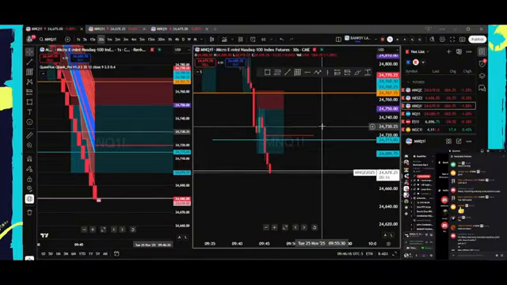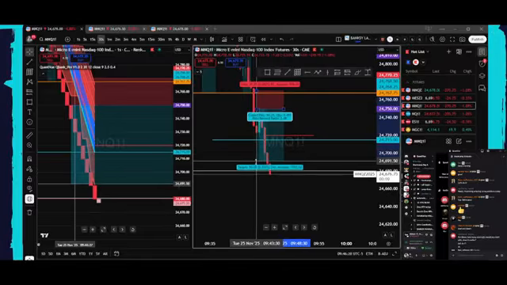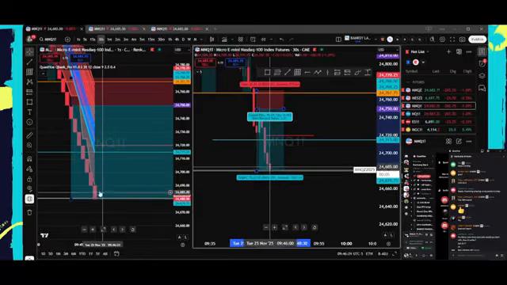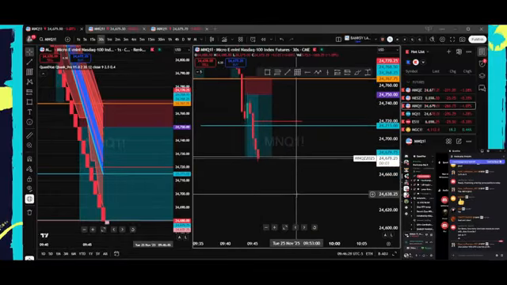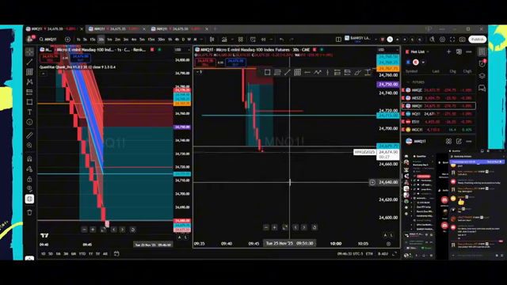Whether you're taking partials or not, right? You have now a 70-point move, 1, 2, 3, 4, 5, 6, 7, with an original 20-point stop loss. So 1 to 3 plus, right? If it keeps going, it keeps going.